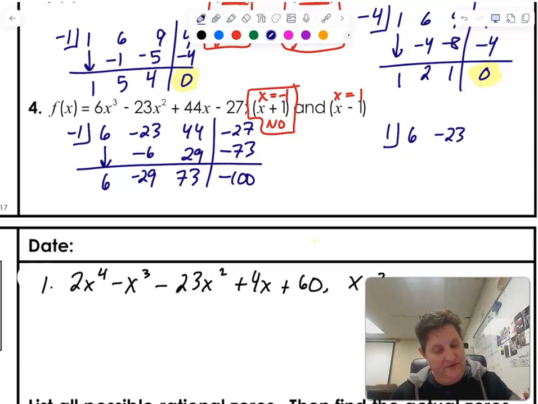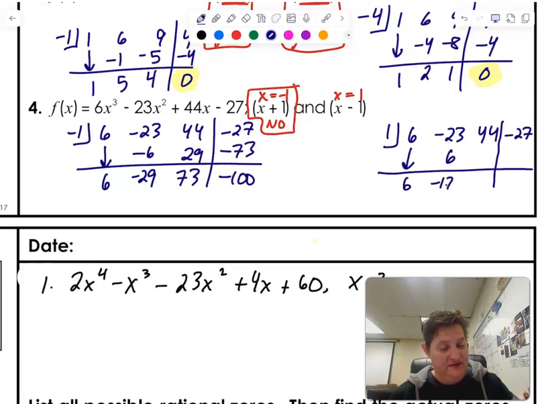6, negative 23, 44, negative 27. 6 times negative 1 is 6, that's negative 17.